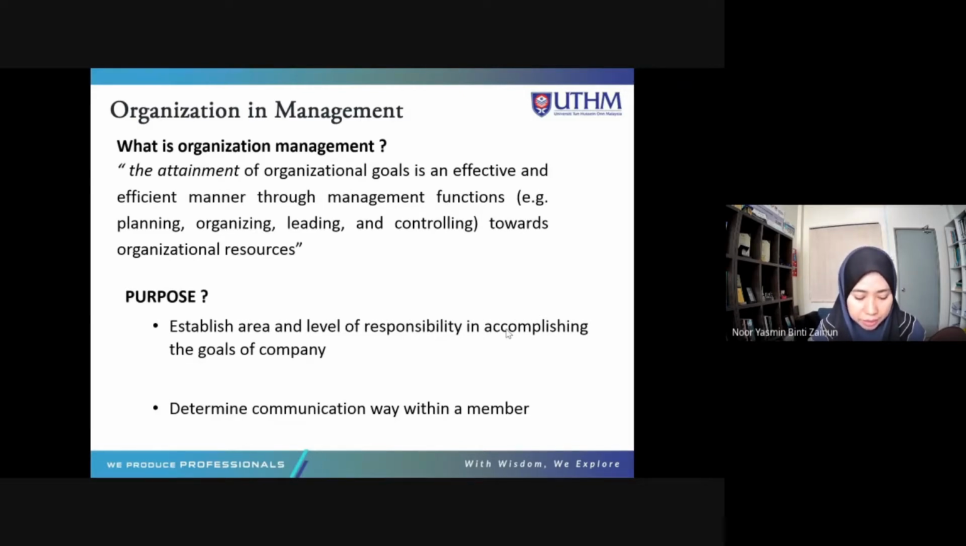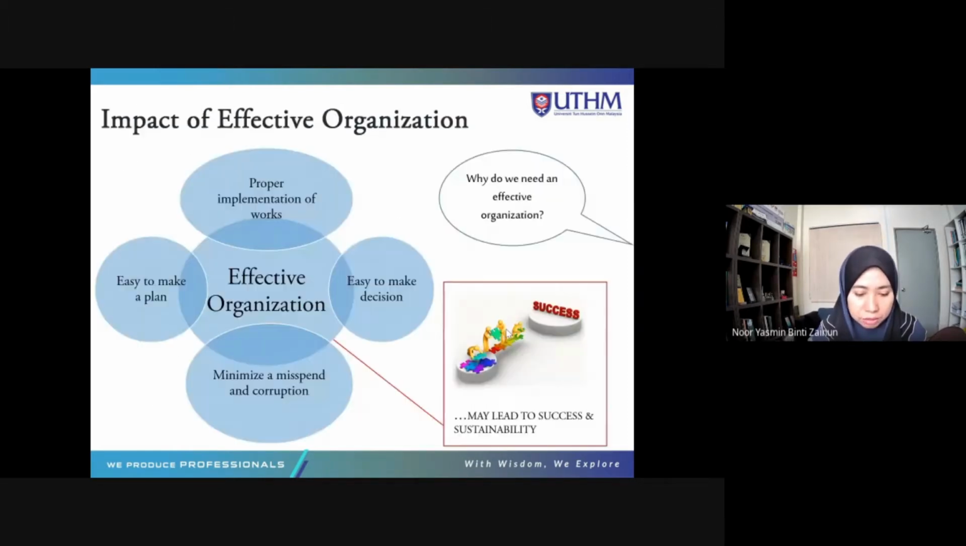Okay. The organizational management of a business needs to be able to make decisions and resolve issues in order to be both effective and beneficial. Impact of effective organization: you will have proper implementation of works, easy decision making, minimized misspending and corruption, and easy planning.